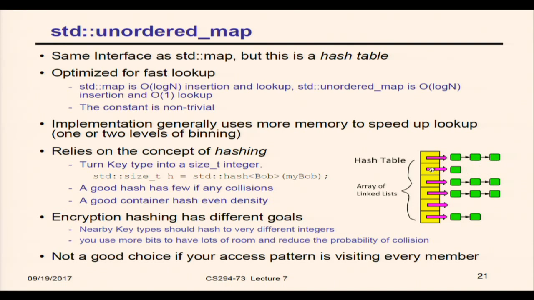If the hash function is a good hash function, by which we'll leave this as the definition of it, the number of collisions, the number of redundant locations into this hash function will be small. You may get 1 or 2 or 3, but not a pileup of order n collisions. It's not a particularly good choice if your access pattern is visiting every member, but it's really great for doing lots and lots of lookups.